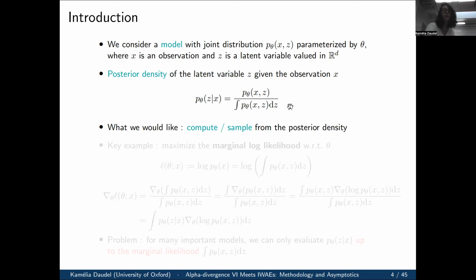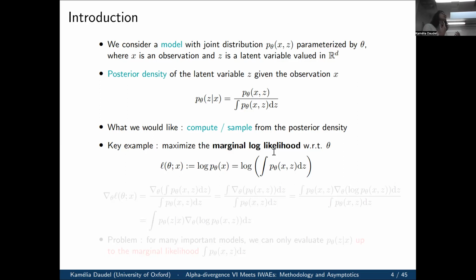What we're often interested in Bayesian inference is to be able to compute or sample from this posterior density. And a key example of that, which is going to be central to the work that I'm presenting today, is if we're trying to maximize the marginal log likelihood with respect to theta. This marginal log likelihood, I've denoted here by L(theta, x). You're going to see it during the talk, so it's good to have the notation. And it's just the log of my normalizing constant, so the log of the integral of my joint with respect to z.